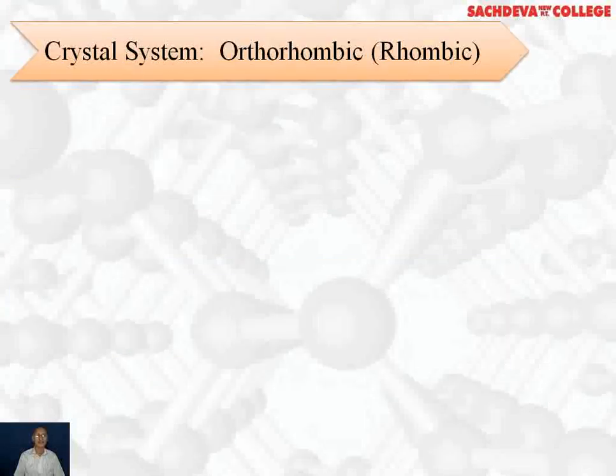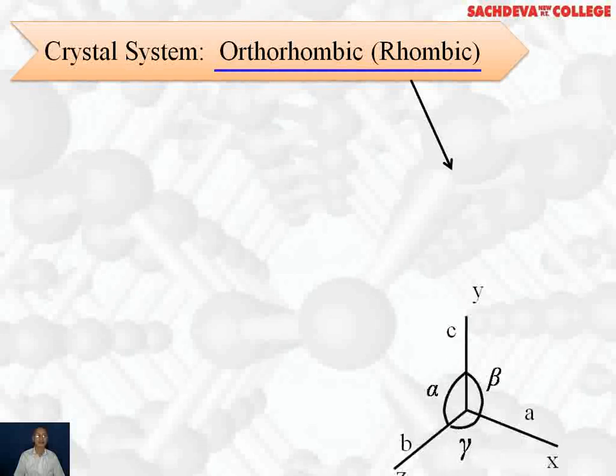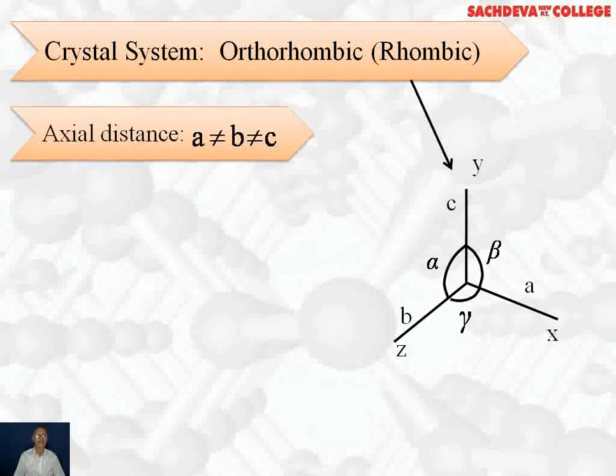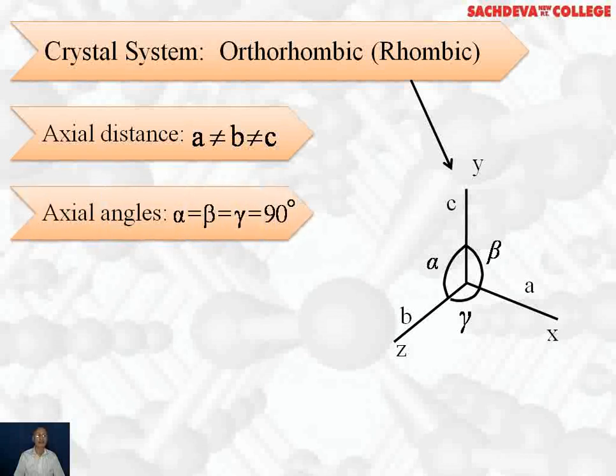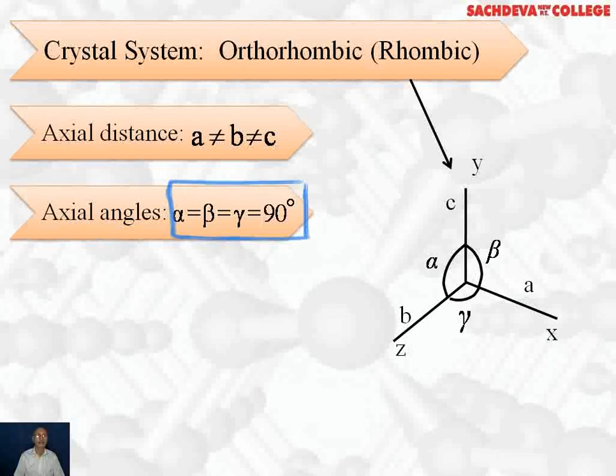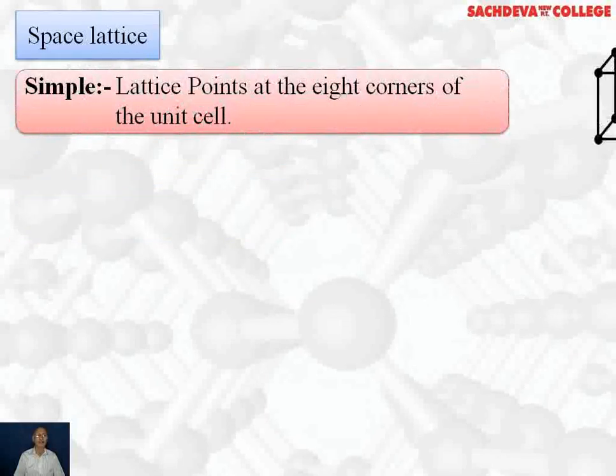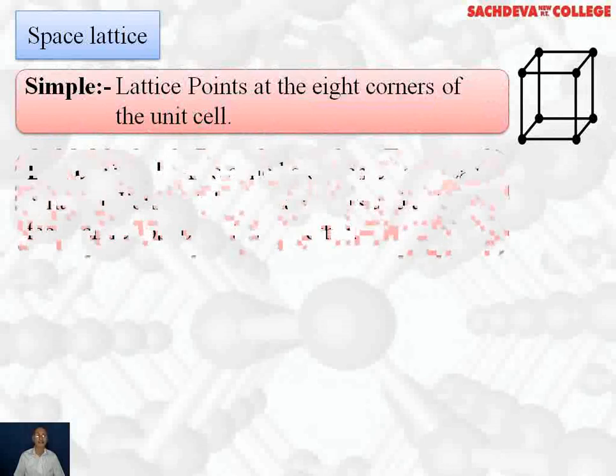Next crystal system we are taking is orthorhombic. It is also called simply rhombic. Here, axial distance A is not equal to B is not equal to C, meaning all the edges are not equal, or all the sides of the cube are not equal. Axial angles are equal. Alpha is equal to beta is equal to gamma is equal to 90 degree. Space lattice, here lattice points are on the 8 corners of the cube and this is simple cubic.